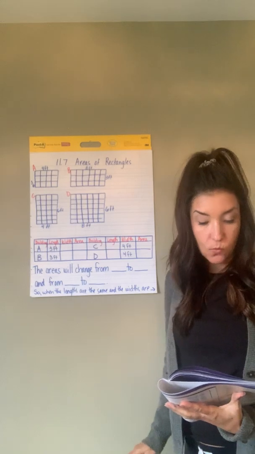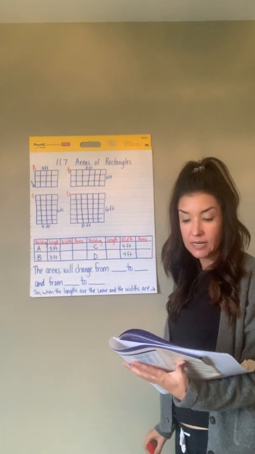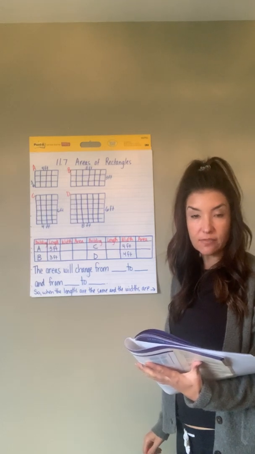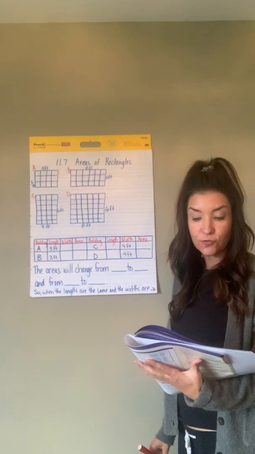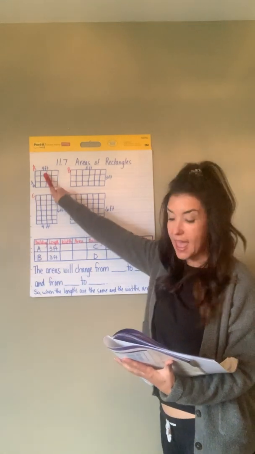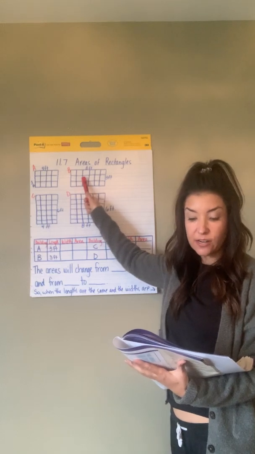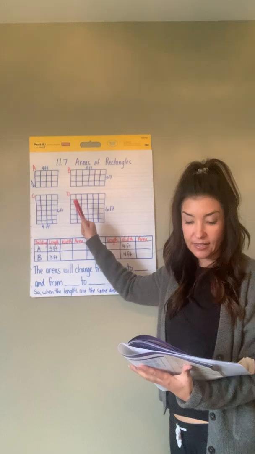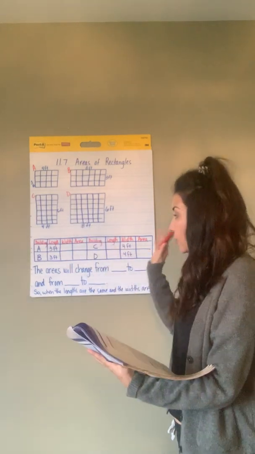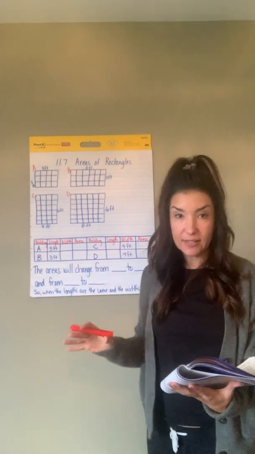Mr. Thomas wants to build storage buildings, so he drew plans for the buildings. He wants to know how the areas of the buildings are related. How does the area change from the area of building A to the area of building B? How does the area change from the area of building C to the area of building D? I'm going to walk you through a graphic organizer, okay? So first of all, what do we need to find?